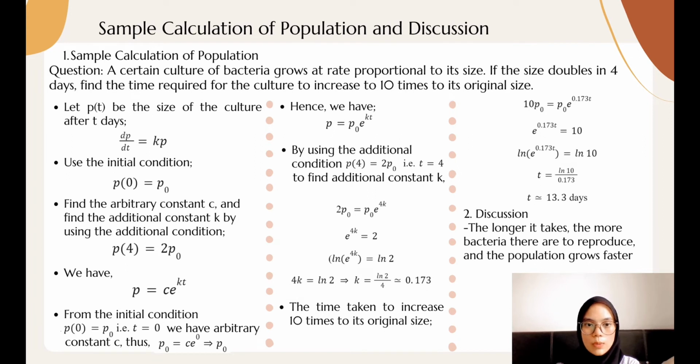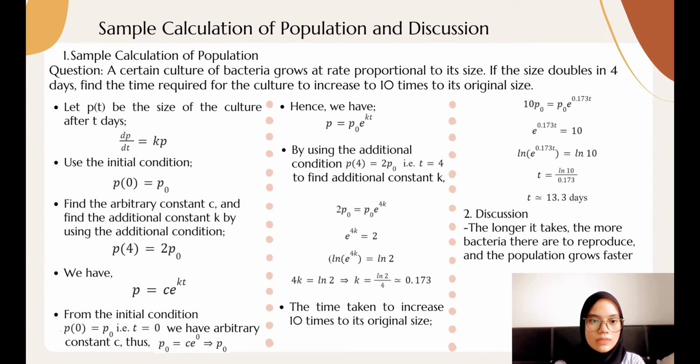I'll be presenting about a sample calculation for population growth. The problem states that we need to find the time required for the culture to increase 10 times from its original size. First, we let P(t) be the size of the culture after t days. This equation tells us that the population grows at a rate that is proportional to the size of the population, and the population growth rate is dP over dt.